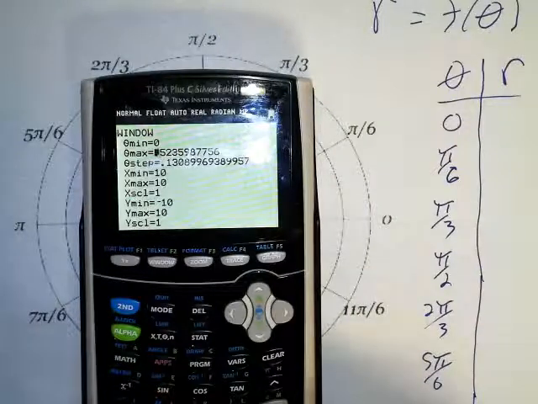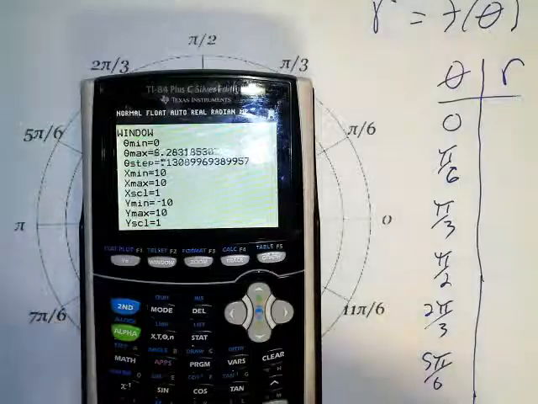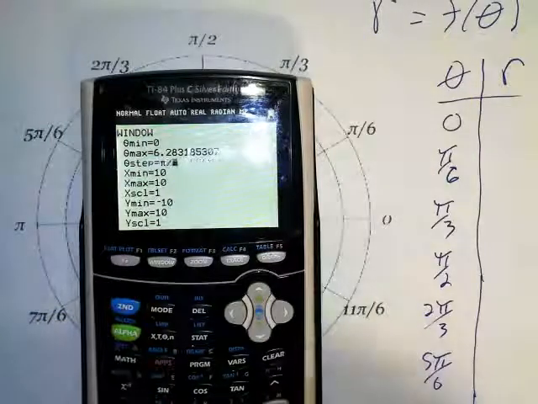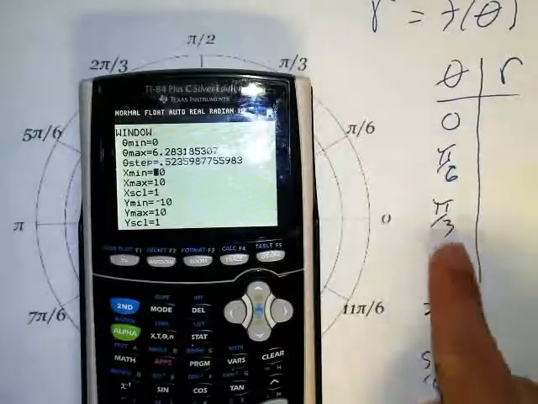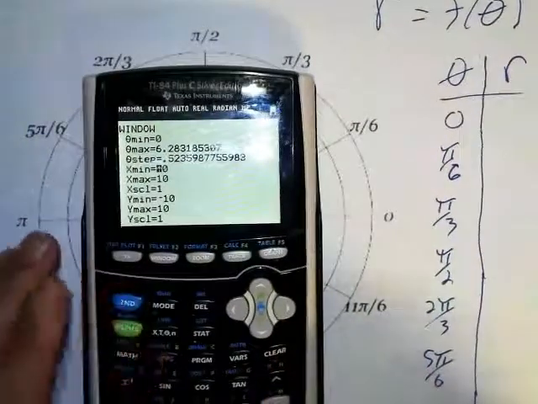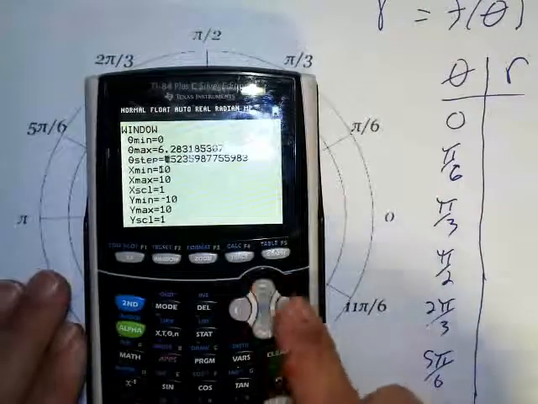Let me do this again. This is 2 pi. So if I did pi divided by 6, my step would be 0.5, almost a little more than 0.5. So what they probably have there, I'm thinking, is what they had initially, the 1.3.